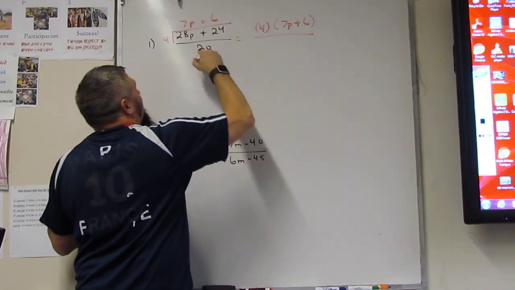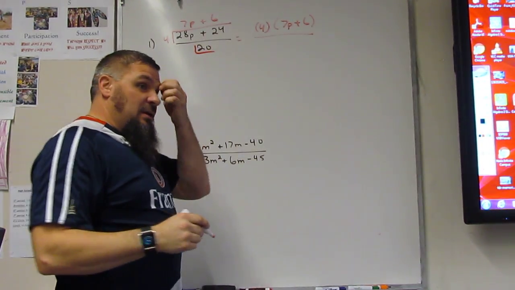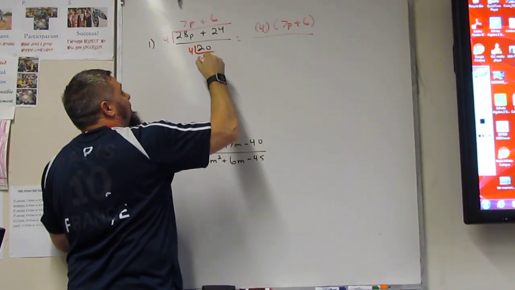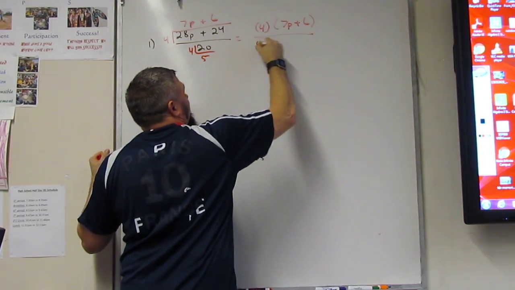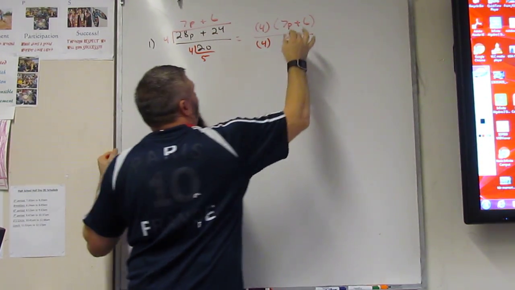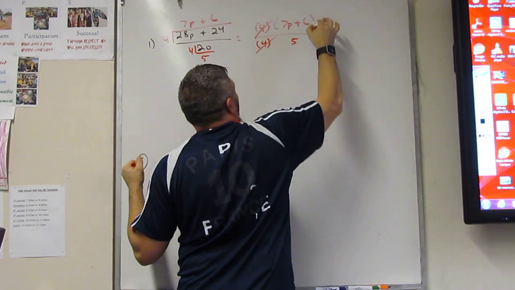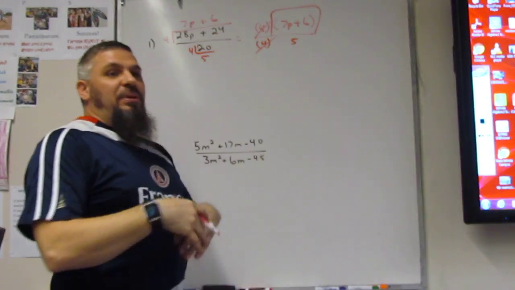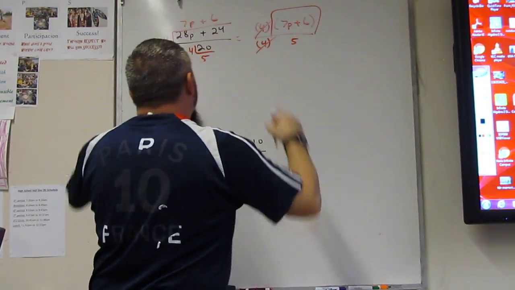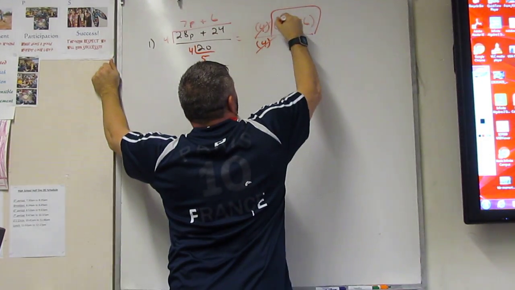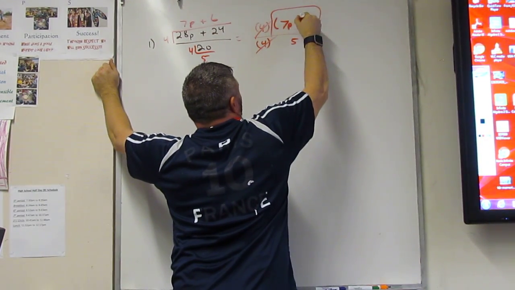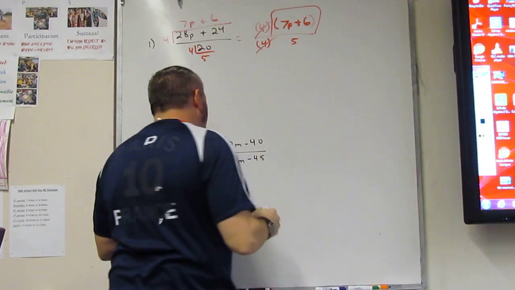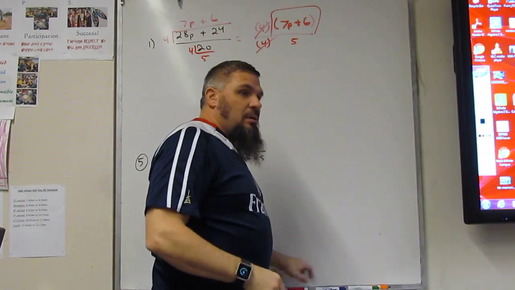And then, does 4 go into 20? How many times? 5. So I've got 4 times 5, and then these 4s cancel, and I'm done. And p can be any number, because it's only in the top.